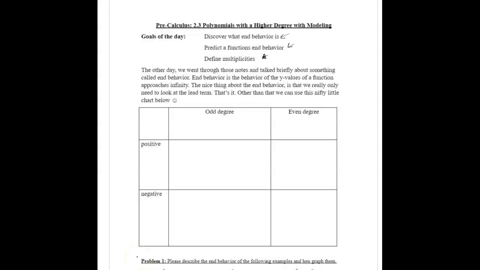End behavior is just the y values of a function, so the range of a function. Specifically, it's what's happening as x approaches infinity, meaning going to the right and going to the left. The nice thing about the end behavior is that we really only need to look at the lead term, and that's it. Other than that, we can just use the nifty little chart below.